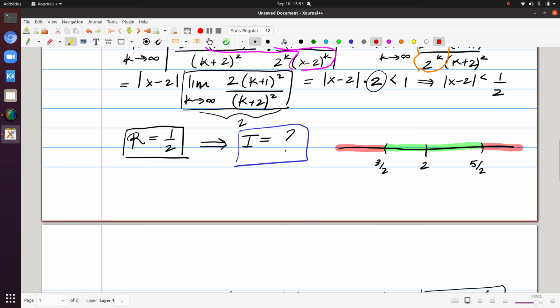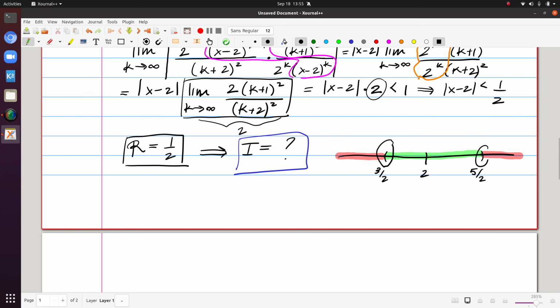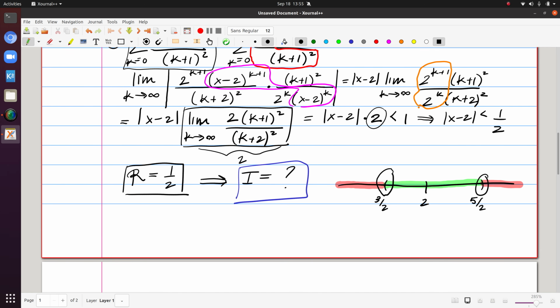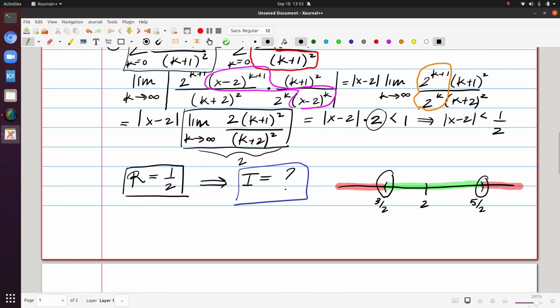But we have to be very careful about what happens at what we're calling the endpoints here. So I'm talking about these. Do we include those or not? And so we said before that there are really 4 possibilities, and we always handle these endpoints on a case-by-case basis. So part of the goal here is, once you find the radius, figure out the value of the endpoints.